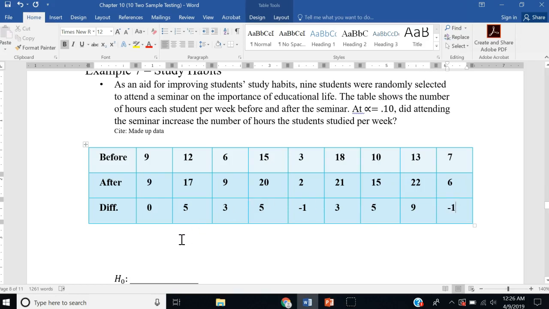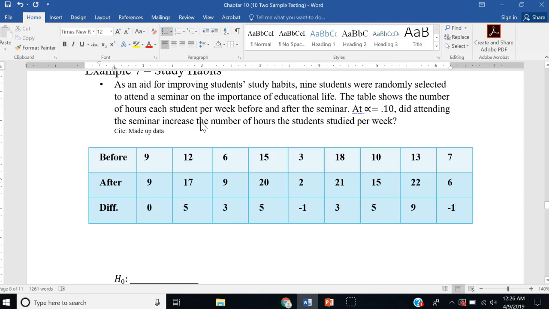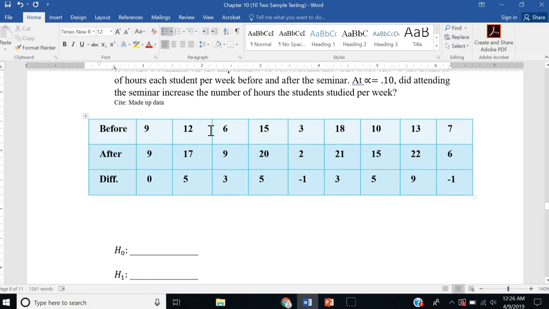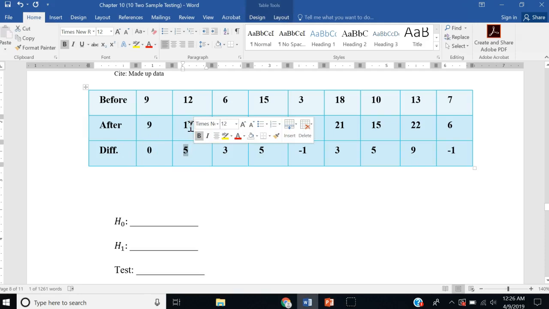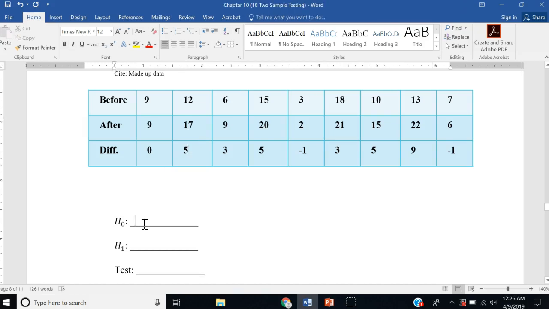So what we're looking at is, did the seminar increase the number of hours studied per week? So what does that mean? That means an increase means that the difference would have been positive. Like 12 to 17, that was an increase of 5. So here's how we set this up.